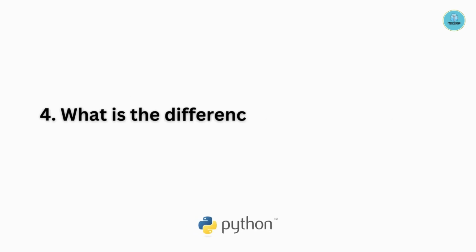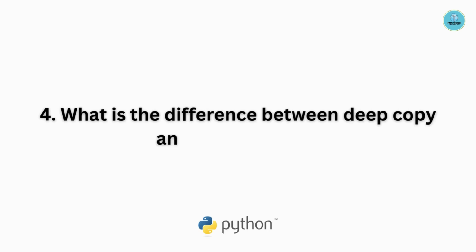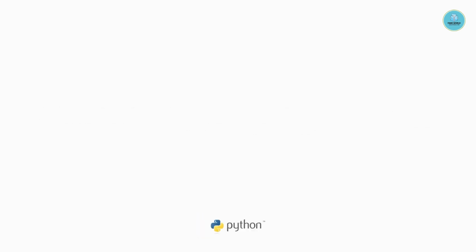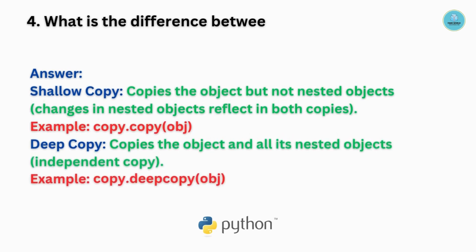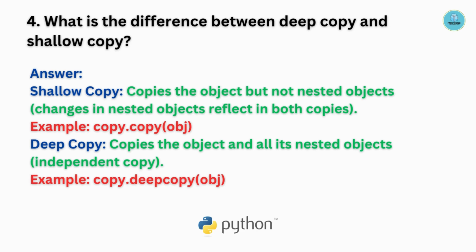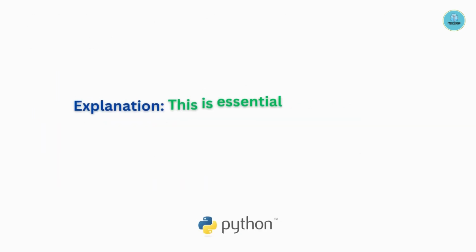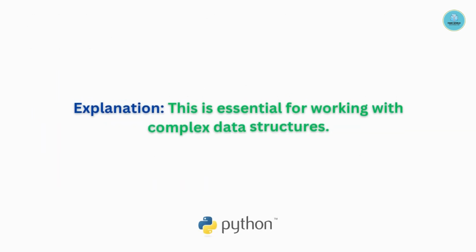Question 4. What is the difference between deep copy and shallow copy? Shallow copy copies the object but not nested objects. If there are changes in the nested objects, it reflects in both copies. Deep copy copies the object and all its nested objects. That is, it is an independent copy. This is essential for working with complex data structures.